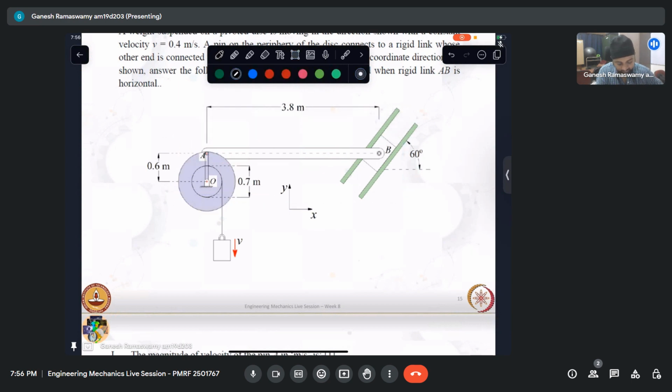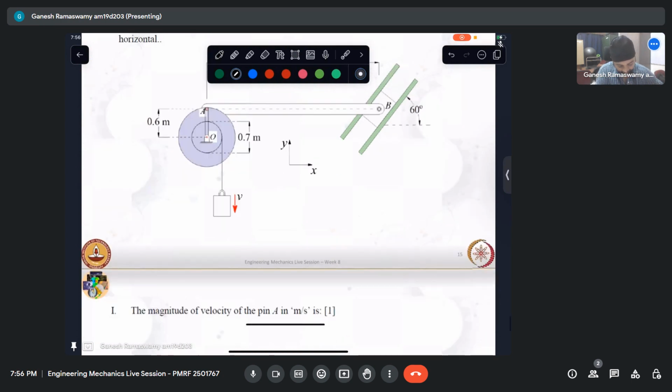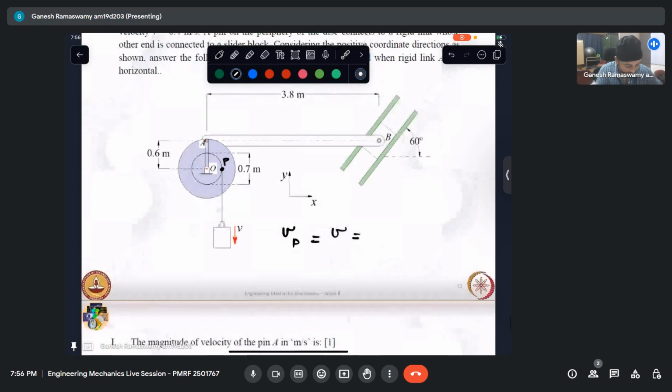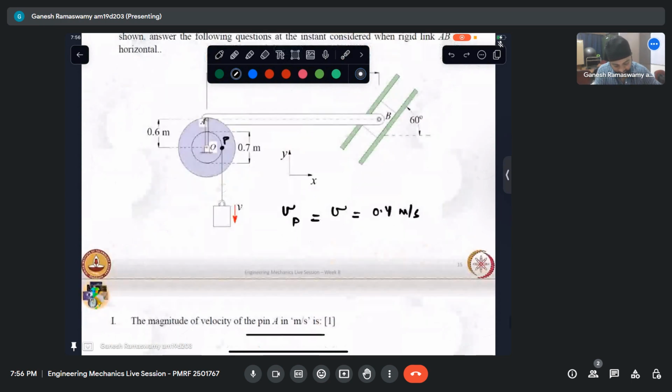If I label this point to be some point P, we know the velocity of point P. Velocity of point P is nothing but V, which is nothing but 0.4 meters per second, pointing that way. Now, since this is a rigid disk, if I know the velocity at one point, I know its angular velocity. I can extrapolate the velocity at any point. So this P divided by this distance gives me omega for the disk. Once I have omega for the disk, it is easy for me to calculate velocity at point A.